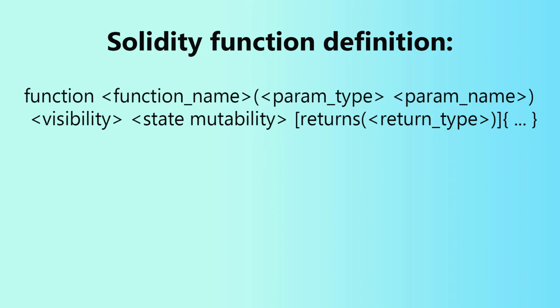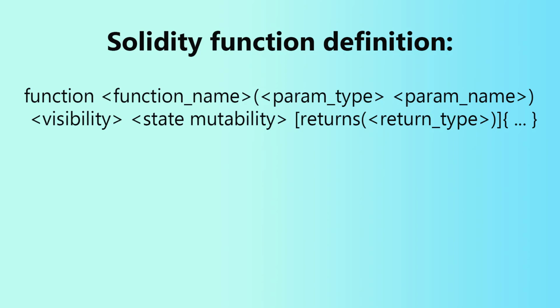After that, we have the visibility specifier, which is optional. There's a default value for that, which we'll go over in a second, followed by the state mutability modifier, which is also optional. And finally, we have the return type of the function. And again, this may be something like string name from our 101 example. And then, of course, you have the function body in curly brackets.